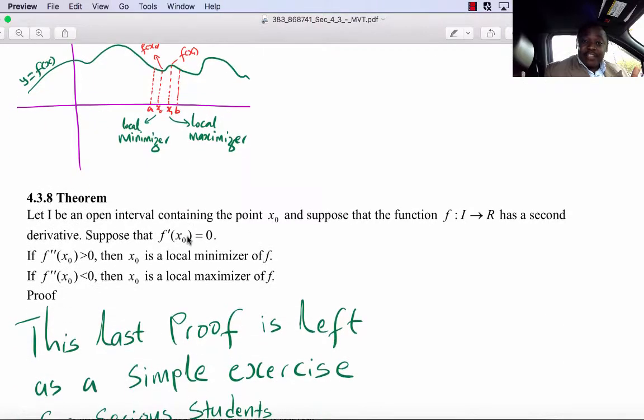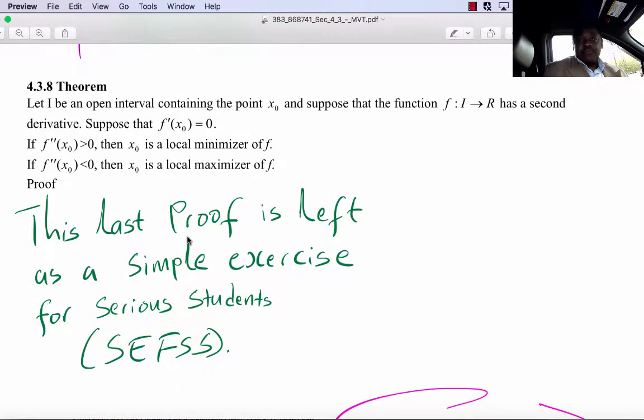And that brings us to the last theorem of this section. Theorem 4.3.8. Let I be an open interval containing the point x0, and suppose that the function f from I to R has a second derivative. Suppose that the first derivative at the point x0 is 0. Then the first conclusion, if the second derivative at x0 is greater than 0, then x0 is a local minimizer of f. And number 2, if the second derivative at x0 is less than 0, then x0 is a local maximizer of f. So this is how we can locate local maximizers and local minimizers.